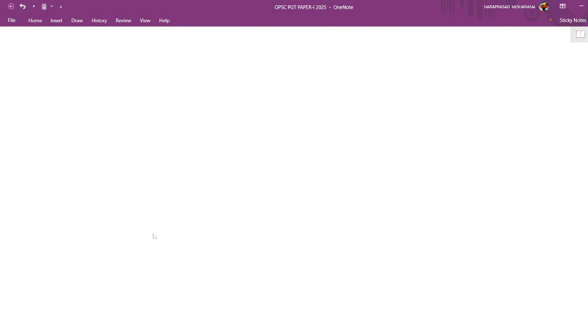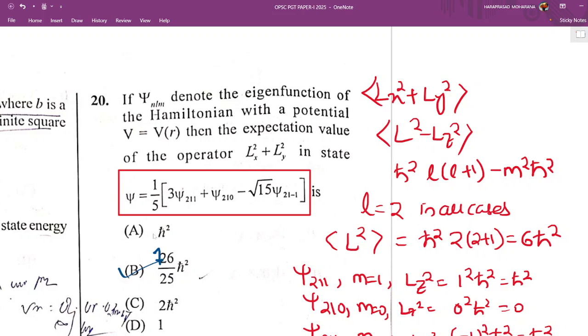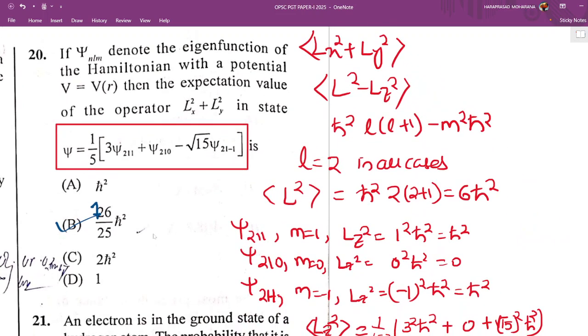Okay, so we are going to solve from question number 20 because we have done till question number 19. So today we will start from question number 20. Look at the question. What is the question saying? If psi NLM denotes the eigenfunction of the Hamiltonian with a potential V equal to V(r), then the expectation value of the operator Lx square plus Ly square in this state psi is how much?